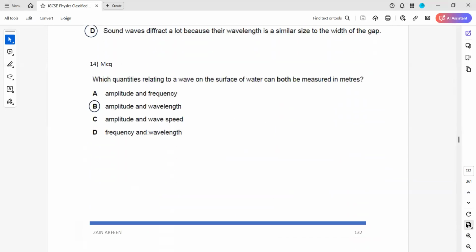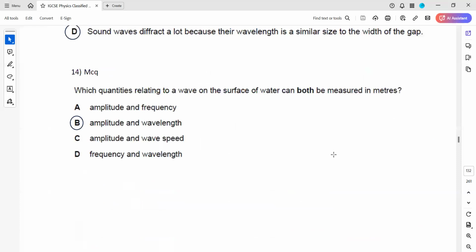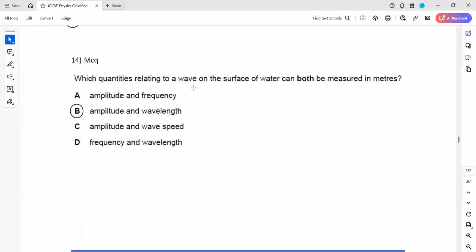Question 14. Which quantity relating to a wave on the surface of water can both be measured in meters? So both have the unit meters. When we check the units, the amplitude is in meters, but the frequency is in hertz. Amplitude, meter; wavelength, meter. Amplitude, meter; wave speed, meter per second. Frequency, hertz, or per second, inverse, and meter. So in option B, both of them can be measured in meters.